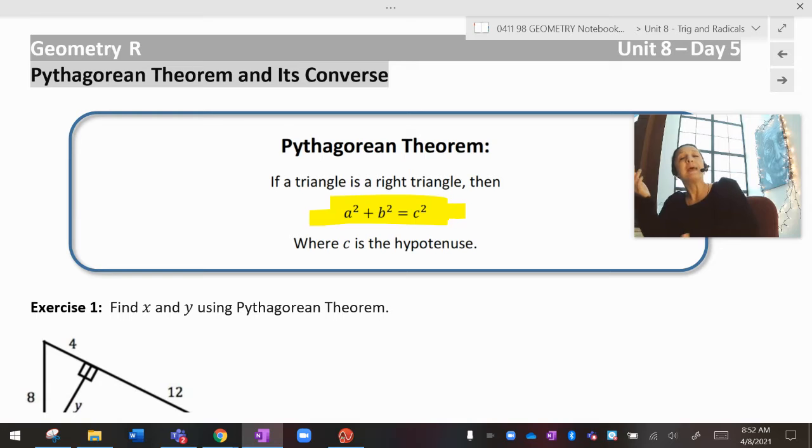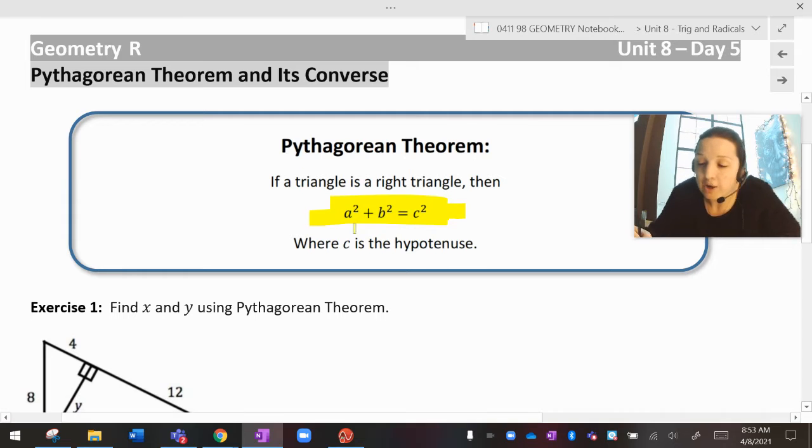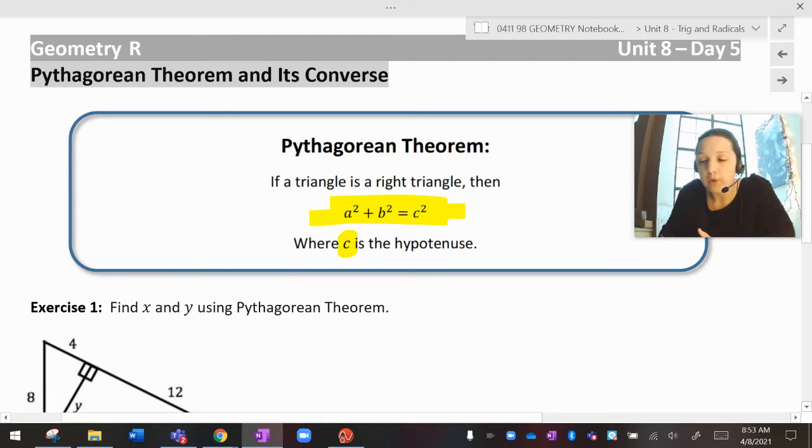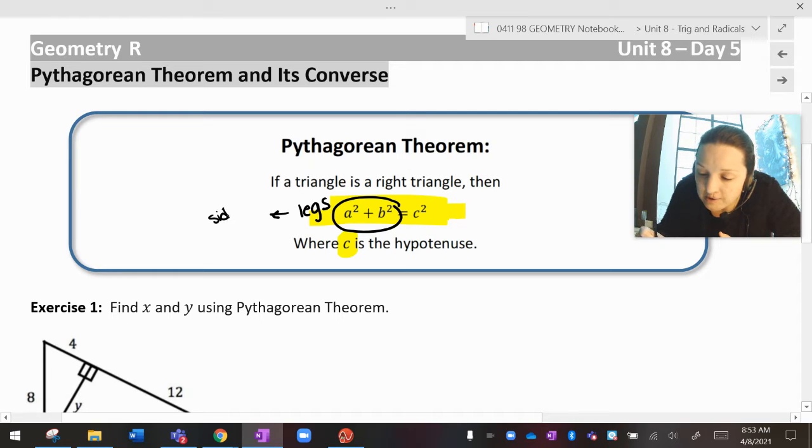Well, what does that really mean? It means if you know you have a right triangle, then if you square one side plus square another side, it equals the square of the third side, where the third side is always the hypotenuse. And the biggest mistake that people make with the Pythagorean theorem is not knowing that these two have to be the legs, which are the sides that form the 90-degree angle. And this thing right here needs to be the hypotenuse.